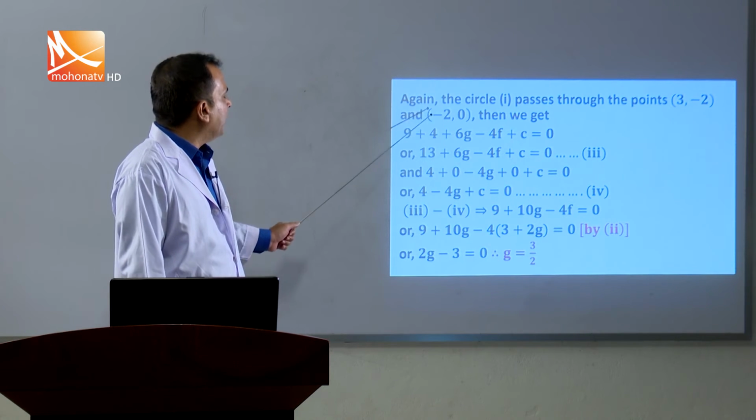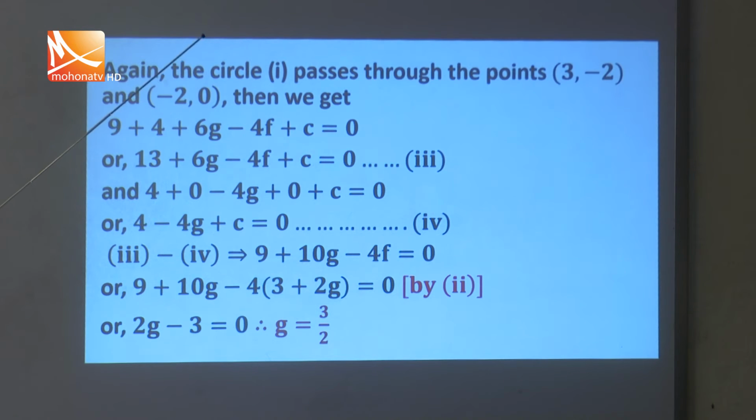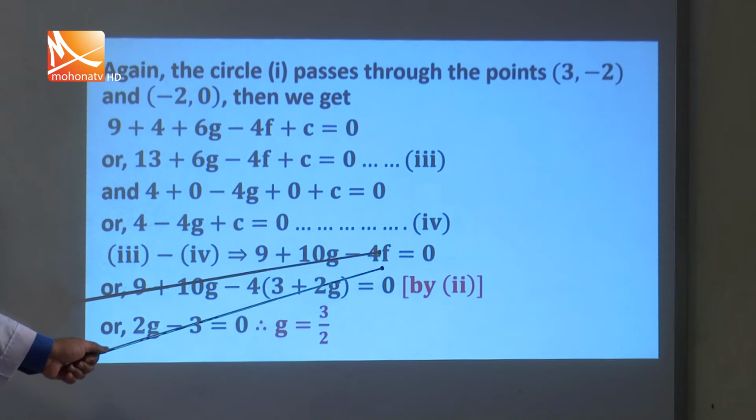Again, now we are putting x equals minus 4 and y equals 0 in equation 1. Then x square is minus 4 square, which means 16, plus 0 square equals 0, plus 2 into minus 4 into g, that is minus 8g, plus 2 into 0 into f, that is 0, plus c equals 0. Then it will be 16 minus 8g plus c equals 0. Now we are subtracting 4 from 3, then we will get 9 plus 10g minus 4f equals 0.